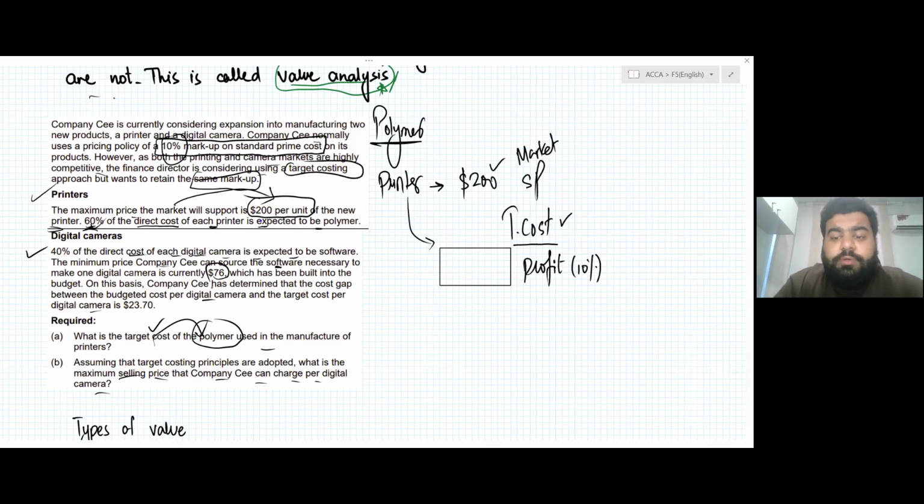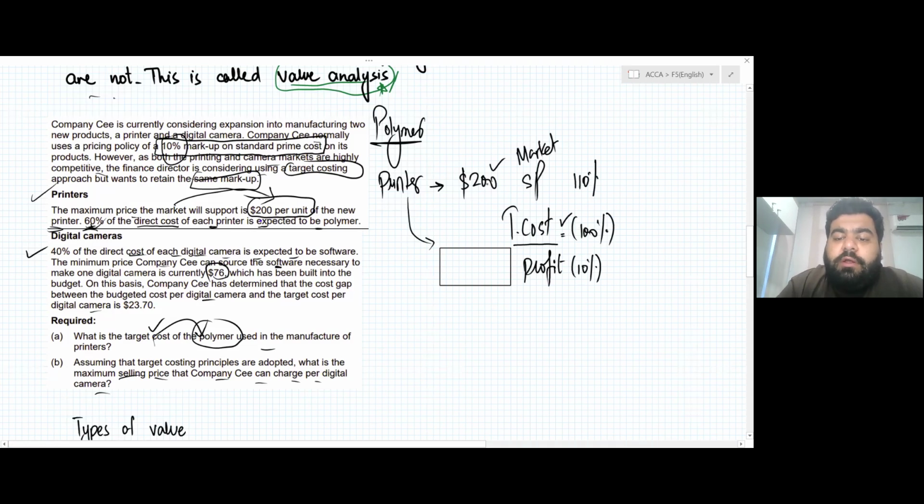Okay, so let us calculate the total cost. It is a 10% markup. Markup means that cost is used as the base to calculate profit, so the base is obviously 100%. So cost is 100%, profit is 10%, so 100 plus 10, the selling price will be 110%.